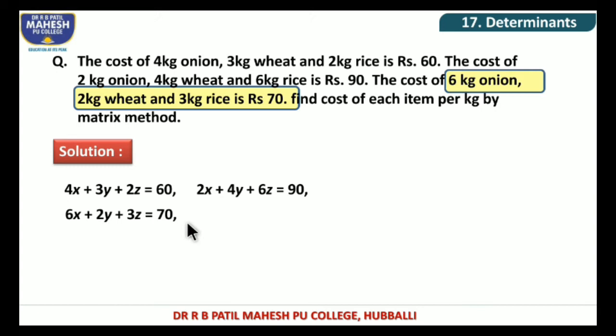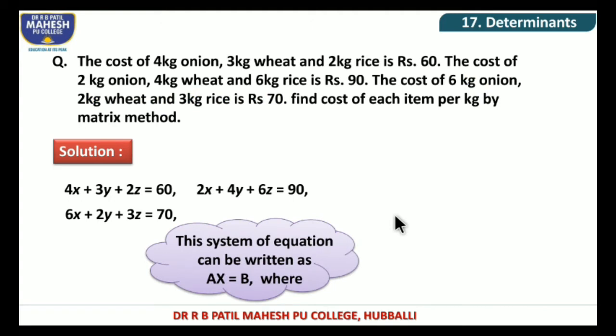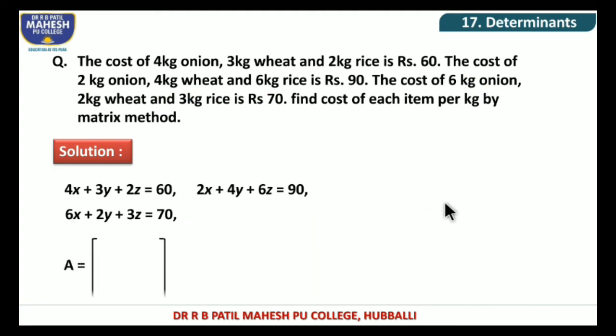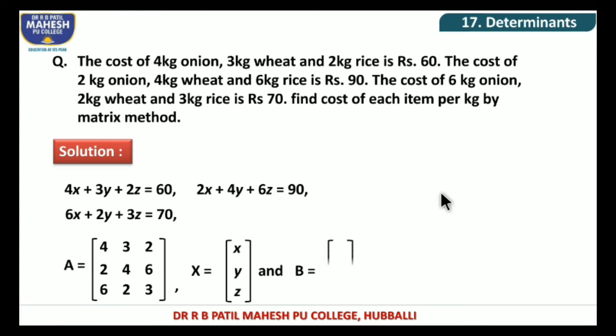Let us solve this one by using matrix method. So write down this system of equations in the form of AX is equal to B. Capital A is equal to the coefficient matrix 4, 3, 2, 2, 4, 6, 6, 2, 3. And the matrix X is a column matrix containing x, y, z. And the matrix B contains the constants 60, 90 and 70.